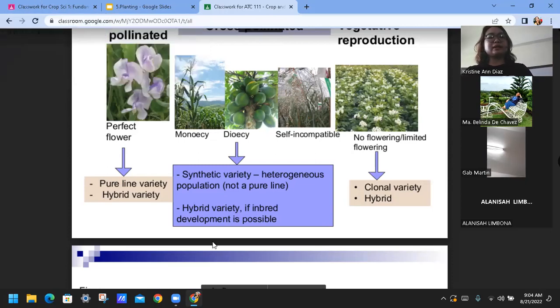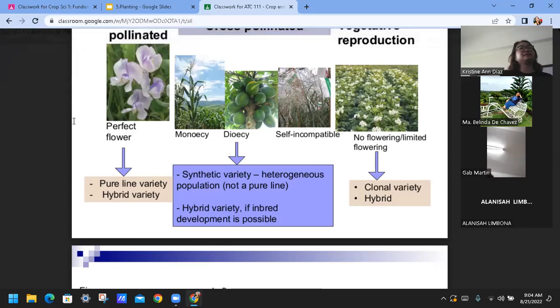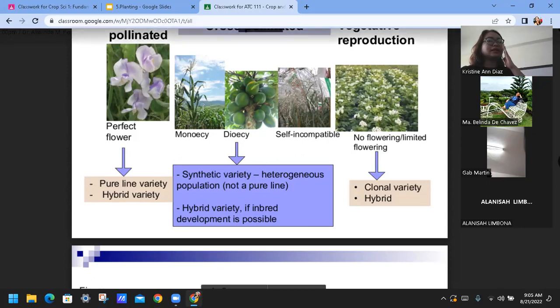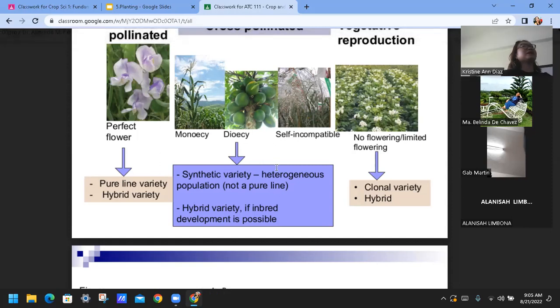Self-pollination, it is a perfect flower. It means that they have both male and female parts. So we will discuss that after this. Okay? Between the questions, monoecious, dioecious. Papaya is not monoecious, cucumber should be, no? Because it has male and female flowers separate in one plant. When dioecious, like papaya, there is a male papaya and a female papaya. And self-incompatible, like corn, or kangkong, self-incompatible, so cuttings are used.